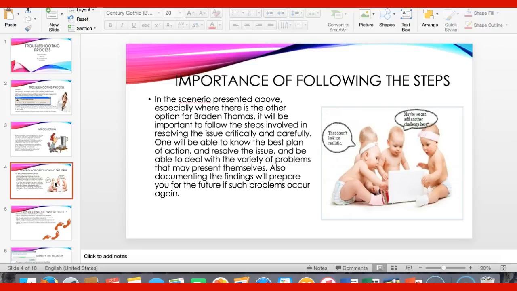So in the scenario presented, it will be important to follow the steps involved in resolving the issue critically and carefully. One will be able to know the best plan of action, resolve the issue, and be able to deal with the variety of problems that may present themselves. Also, documenting the findings will prepare you for the future if such problems occur again.